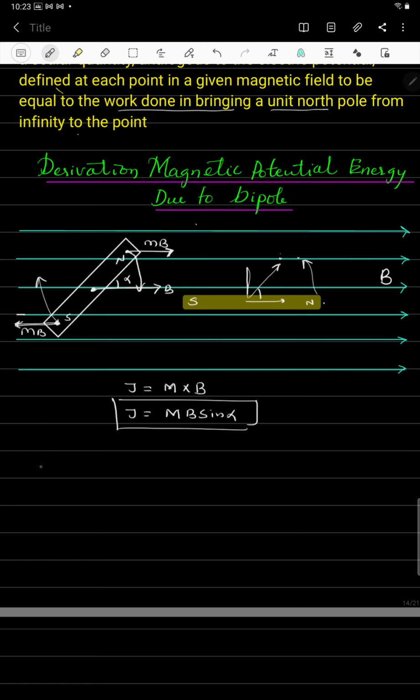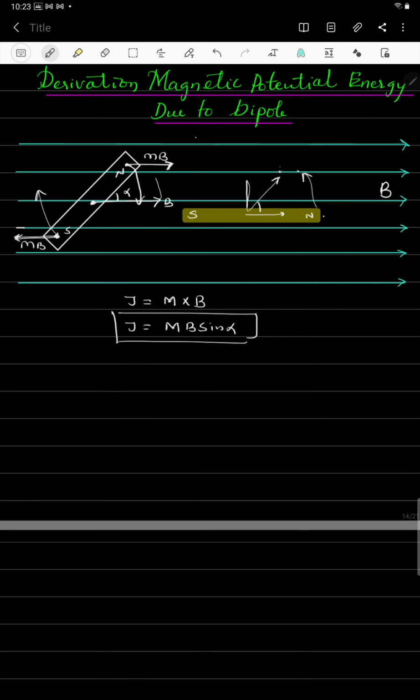We'll use some arbitrary position for this magnet, from this point up to this point. So for the arbitrary position, what will happen when it is moving against the magnetic field? Here we consider this is the magnetic field, and I am taking a magnet from this point and moving it up to this point.